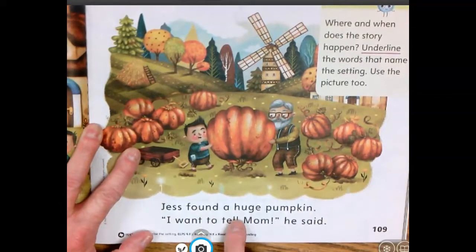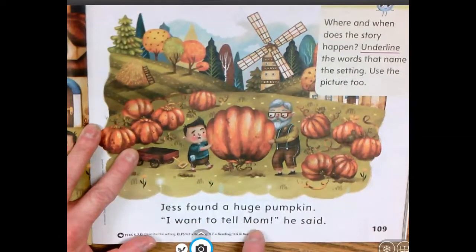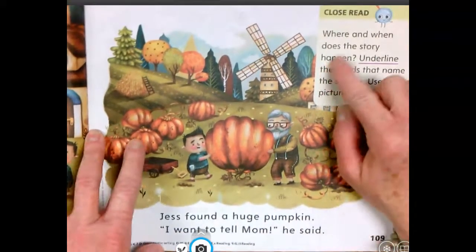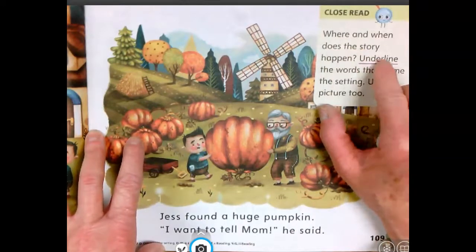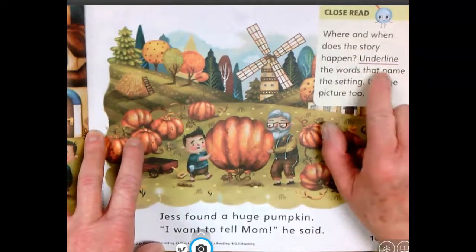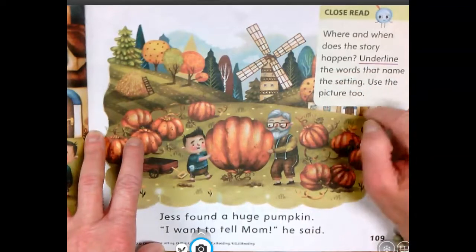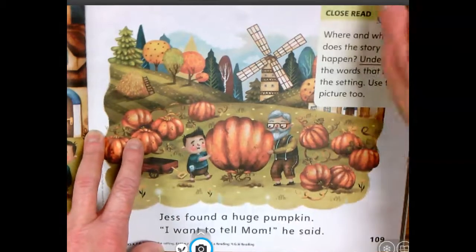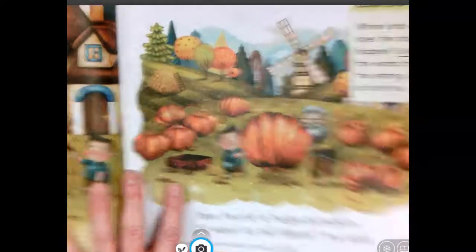Jess found a huge pumpkin. I want to tell Mom, he said. Let's look up here at the activity. Where and when does the story happen? Underline the words that name the setting. Use the picture too. So where and when does the story happen?